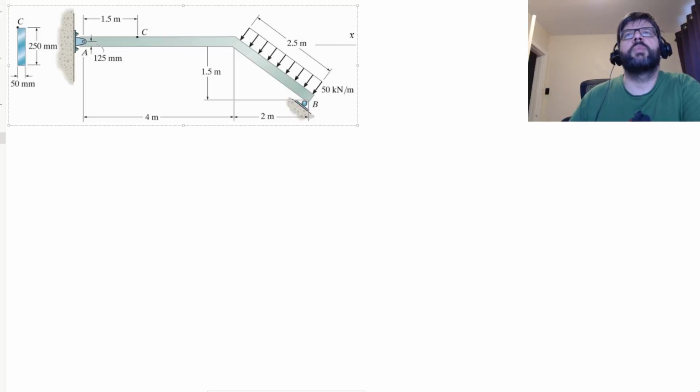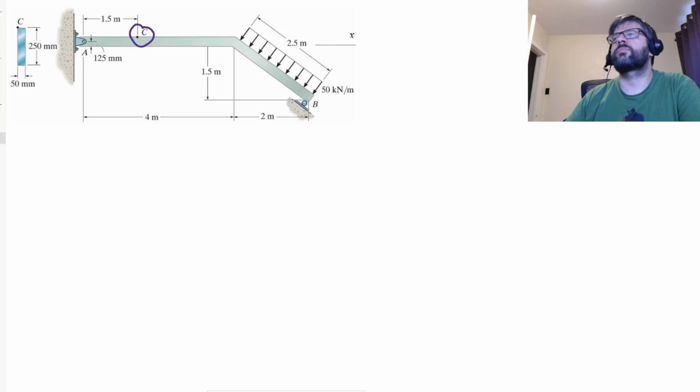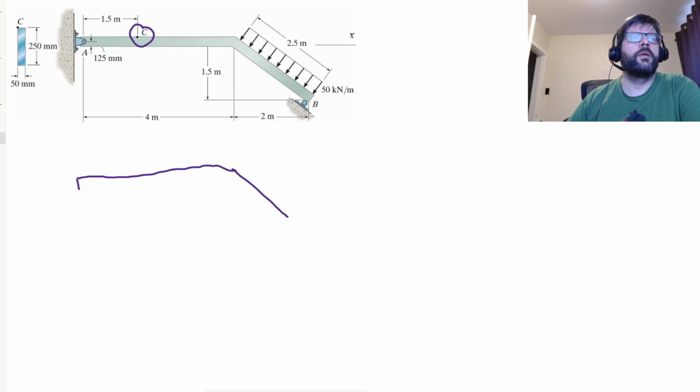Okay, so let's do a combined loading problem. What we're going to do is try to figure out what the stress state is at this point C. So we've got this set up here. Draw a quick free body diagram. One of these days I'm going to learn how to draw a straight line on this thing.